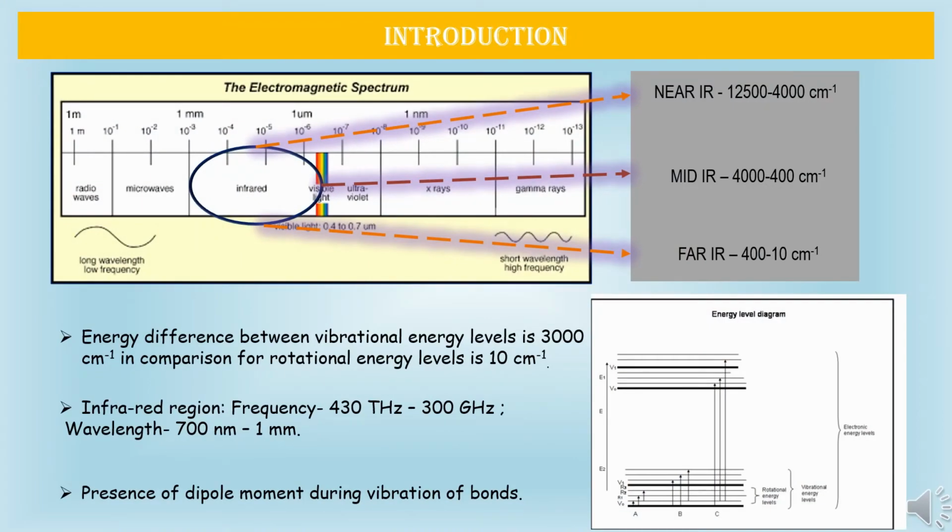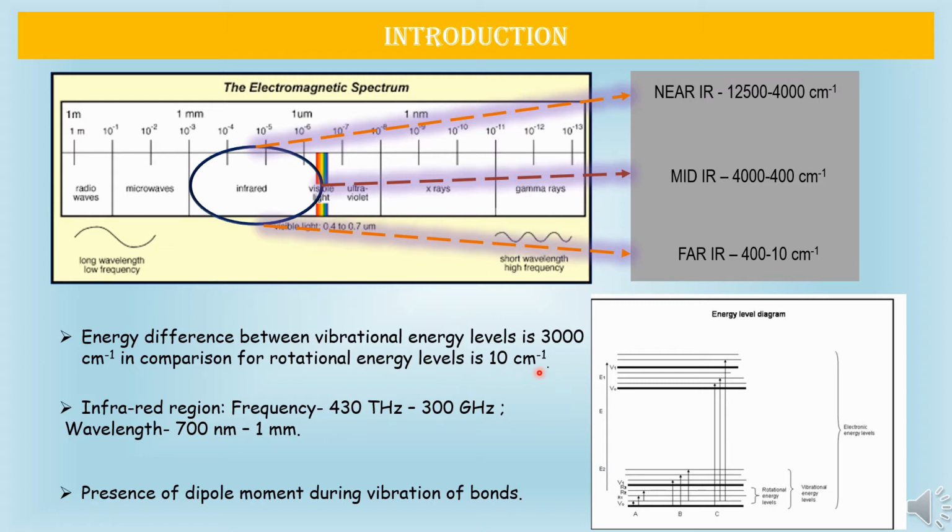In my previous video, I discussed broadly the interaction between electromagnetic radiation and matter, and we know the importance of quantized energy levels of molecular states for interaction with a particular part of the electromagnetic spectrum. If we follow the energy level diagram, we find that the energy differences within the vibrational energy levels are quite high with respect to rotational energy levels. Data support this: the vibrational energy level is approximately 3000 centimeter inverse, whereas the energy difference of the rotational energy level is 10 centimeter inverse.